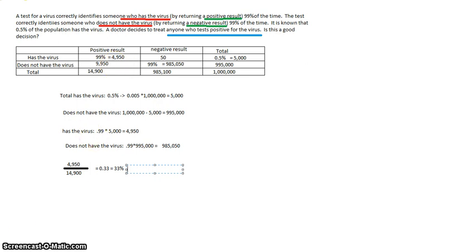So that's how you do these problems. Once again, it takes a while to figure out the chart. That's going to be the hardest part. Once you have the chart figured out, the rest of it will be a little bit easier, but it's just getting that chart down.